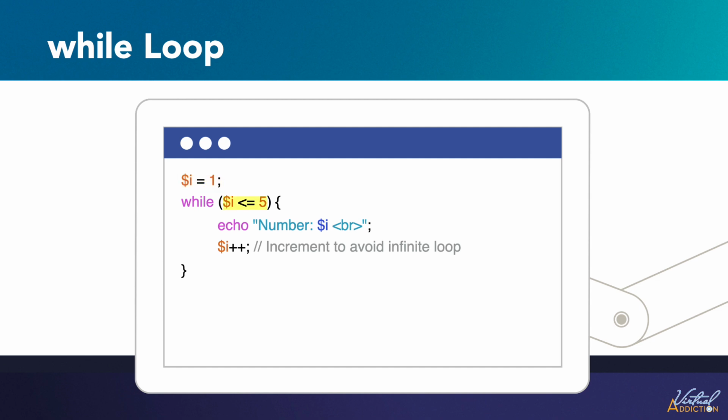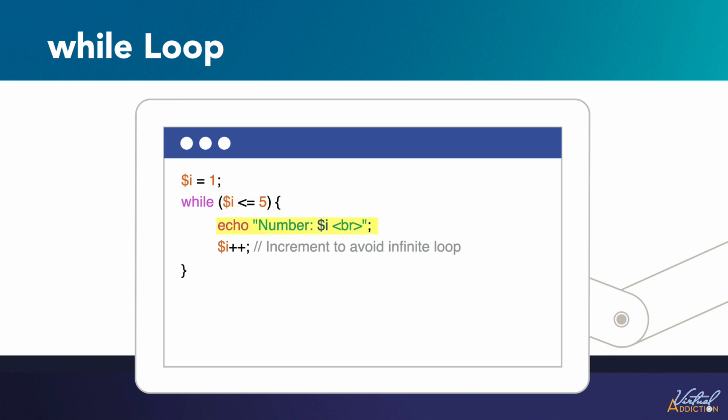Then we'll go ahead and set our condition. The condition is inside of the parentheses, and before each iteration, PHP is going to check to see if I is less than or equal to 5. If it's true, the loop is going to execute. If it's false, the loop will stop.